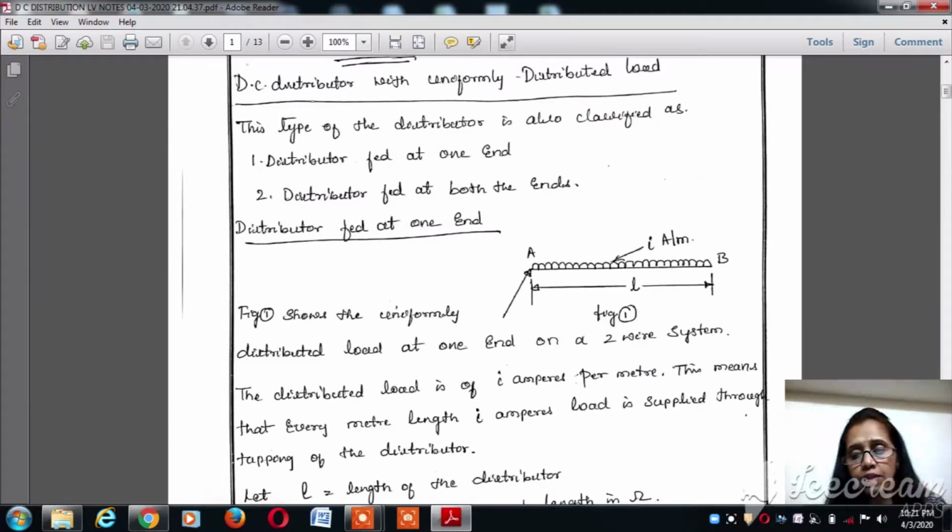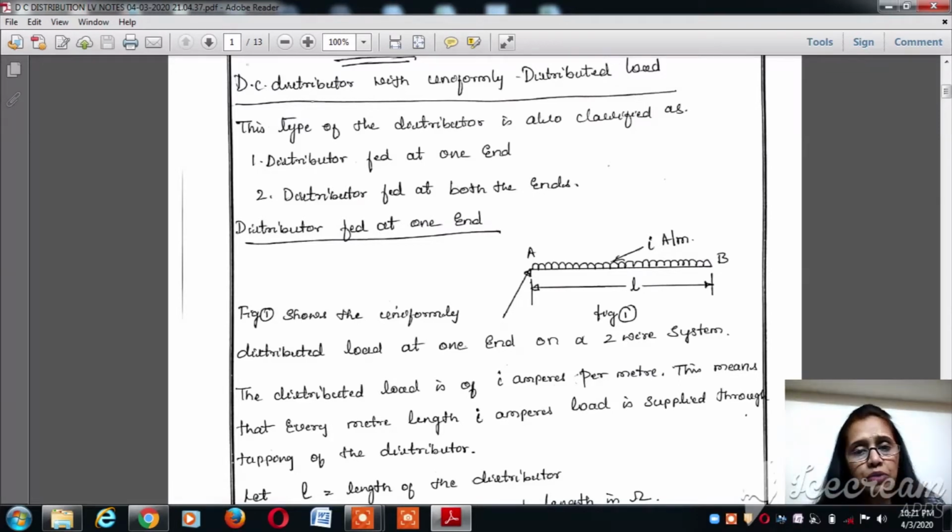Going ahead, there is another interesting type of load called the uniformly distributed load. This uniformly distributed load is considered to be distributed equally throughout the length of the transmission line. For example, if the length of the transmission line is L meters, then the uniformly distributed load is represented like this. That is the load distributed equally, and it is fed at one end, and this is how it is going to look.